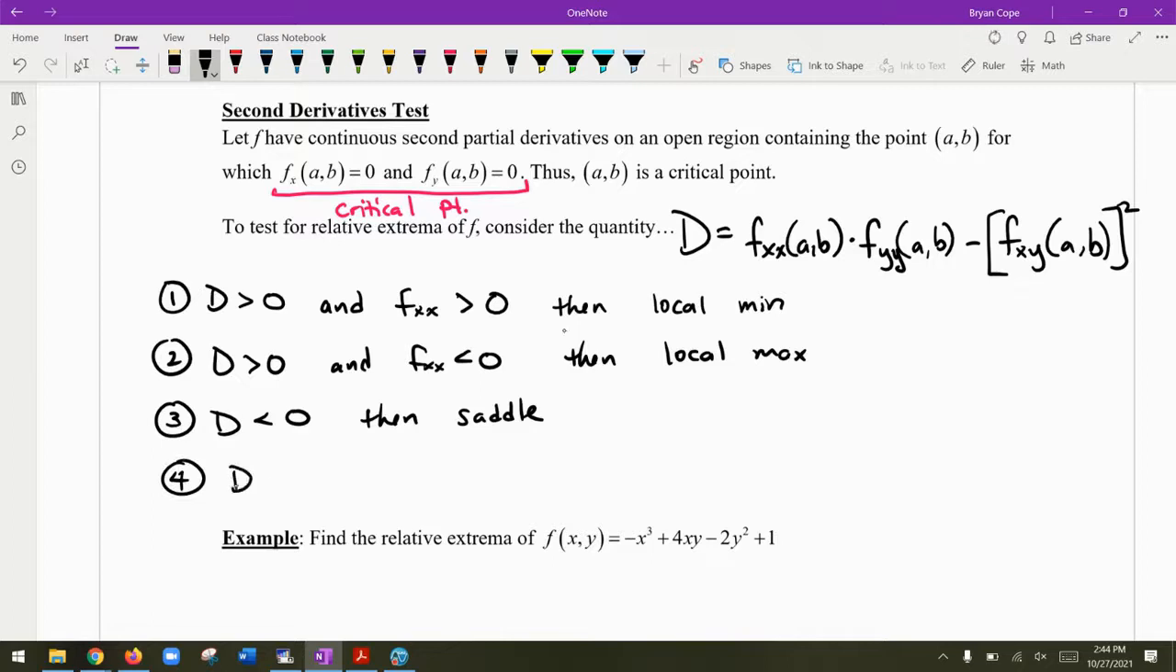And then 4, what happens if D equals 0? Then unfortunately the test is inconclusive. And that just means that it might be one of the others, but the Hessian is not revealing it. This matrix is not revealing the information. Okay? So let's take a peek at the proof and just see if there's anything there that sheds any light on this for us. I don't expect you to understand the proof, but why not have a look?